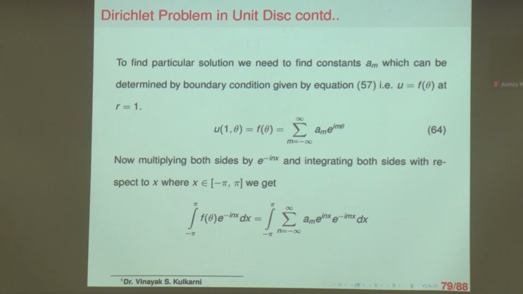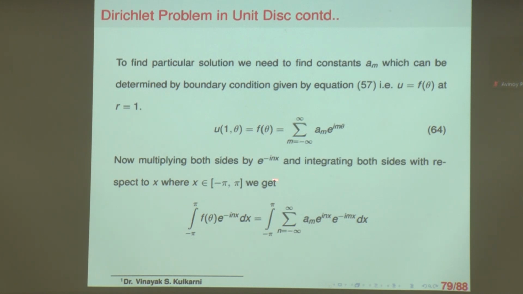What is the initial condition? The initial condition is u equals f of theta whenever r equals 1. So I put r equals 1, u equals f of theta, and I get this particular equation. This equation is nothing but again a complex form of Fourier series, and therefore a_m represents the Fourier coefficient. But if you want to do it by simplification, then again you can take advantage of the orthogonality property of the exponential function.